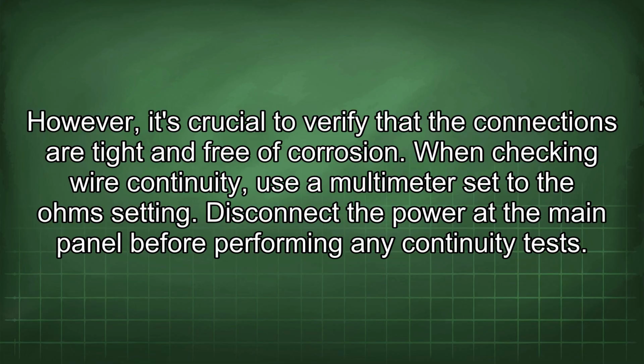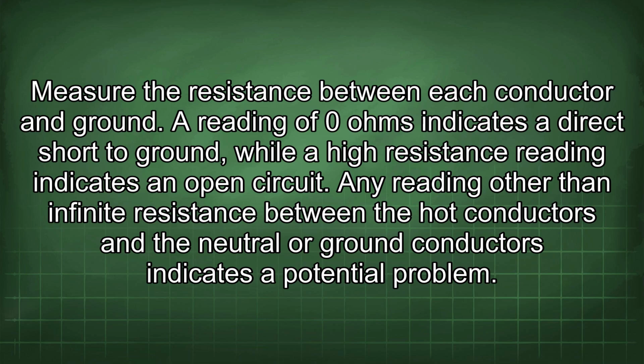When checking wire continuity, use a multimeter set to the ohms setting. Disconnect the power at the main panel before performing any continuity tests. Measure the resistance between each conductor and ground. A reading of 0 ohms indicates a direct short to ground, while a high resistance reading indicates an open circuit. Any reading other than infinite resistance between the hot conductors and the neutral or ground conductors indicates a potential problem.